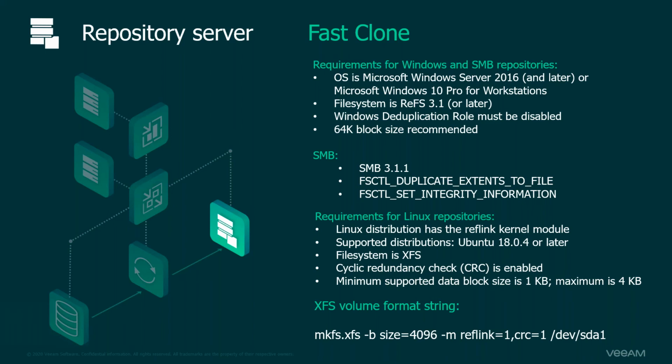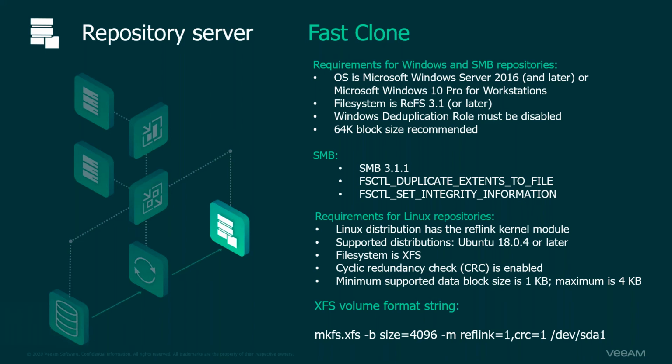Maybe going over to an existing Windows server. You can get fast cloning enabled if you are going to a Windows server with CA shares with ReFS set up on there. For XFS, you can see we have a couple of requirements. Ubuntu 18.04, the file system needs to be XFS, and you can see the reflink=1 and crc=1 is the formatting down there. The block size is what we're going to need for the XFS formatting.